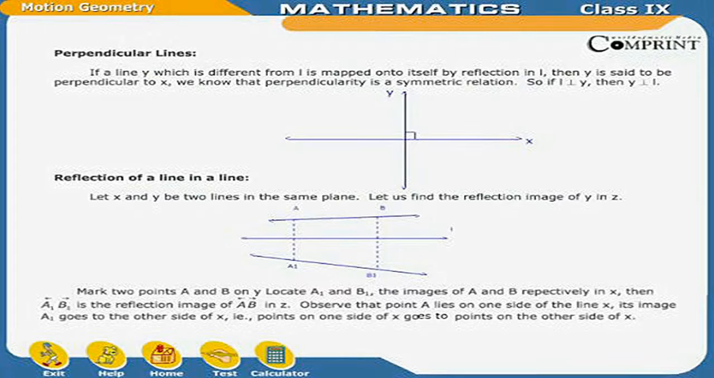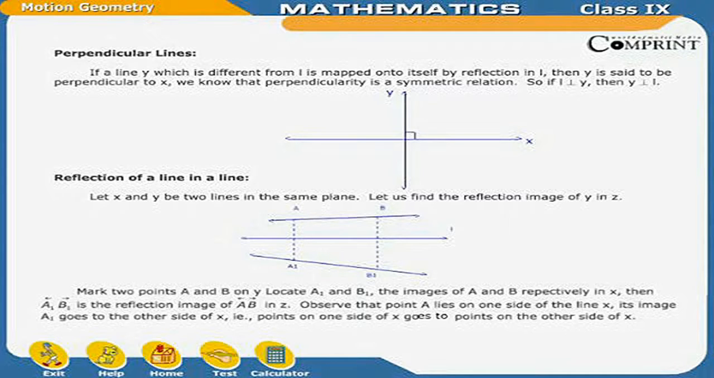Perpendicular lines. If a line Y, which is different from L, is mapped onto itself by reflection in L, then Y is said to be perpendicular to L. We know that perpendicularity is a symmetric relation. So if L is perpendicular to Y, then Y is perpendicular to L.